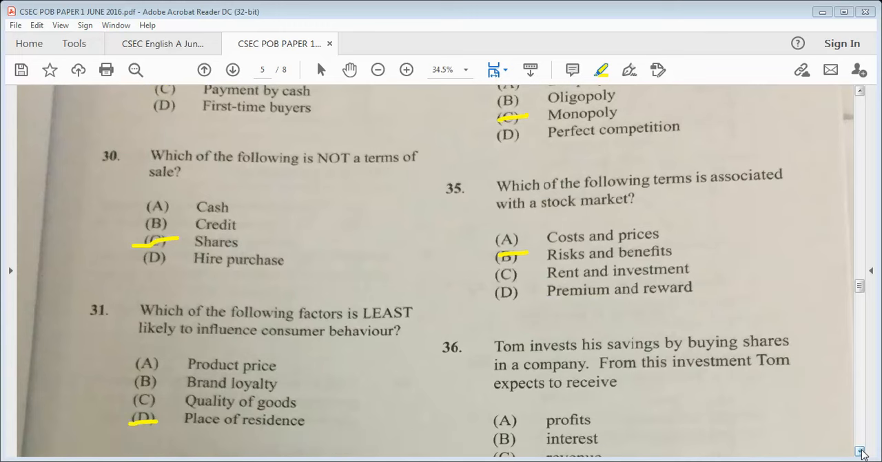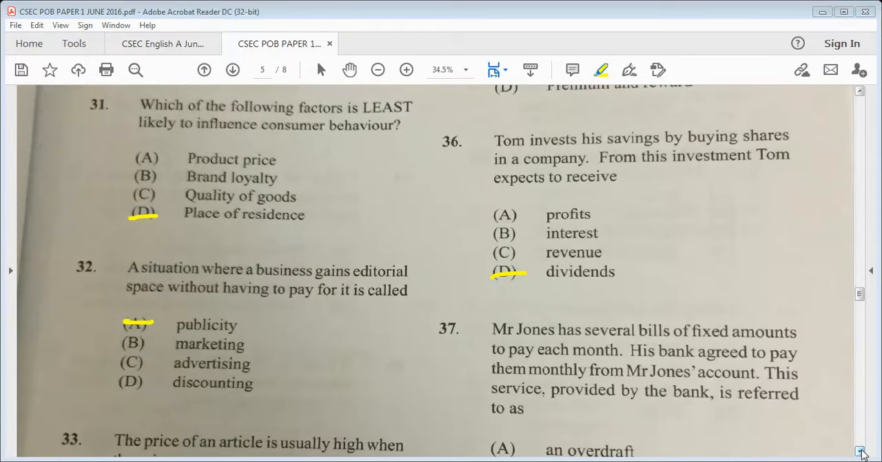35. Which of the following terms is associated with a stock market? B. Risks and benefits. 36. Tom invested savings by buying shares in a company. From this investment, Tom expects to receive D.